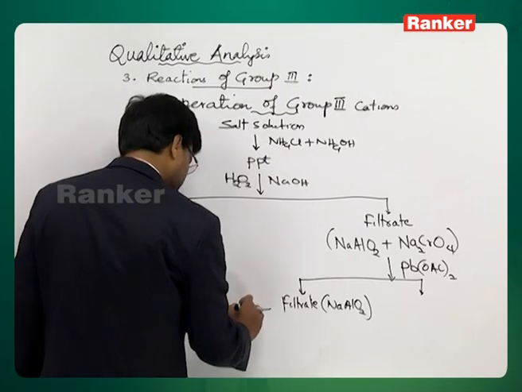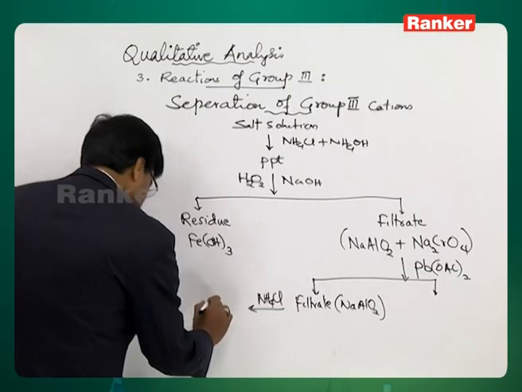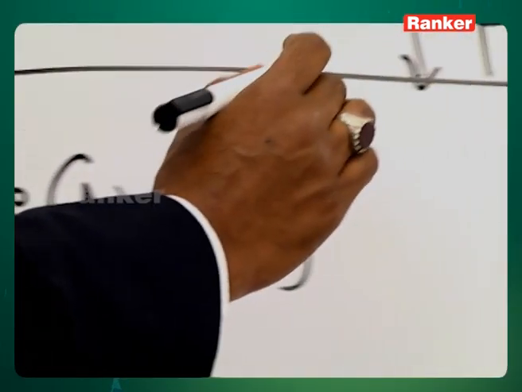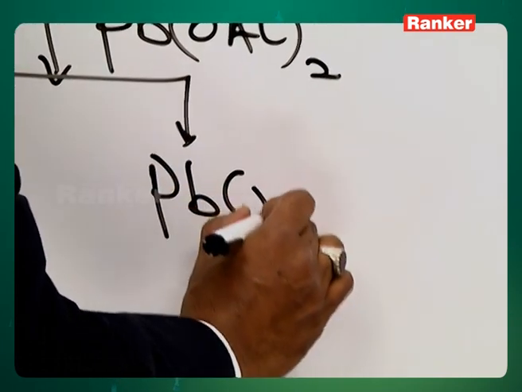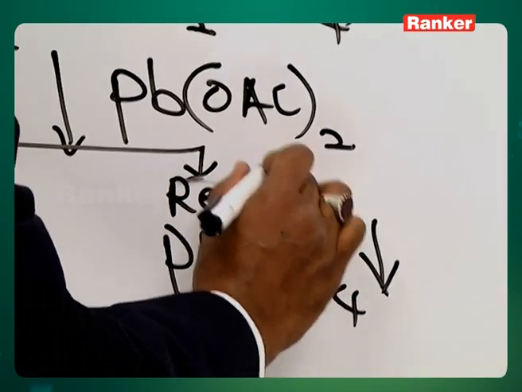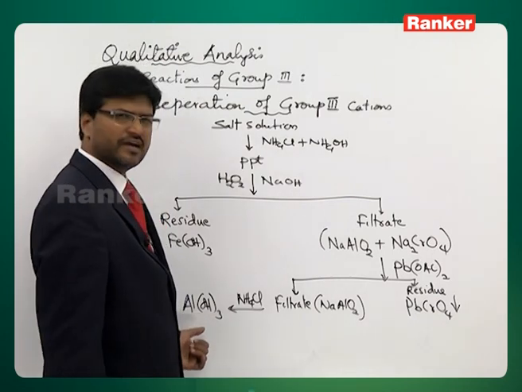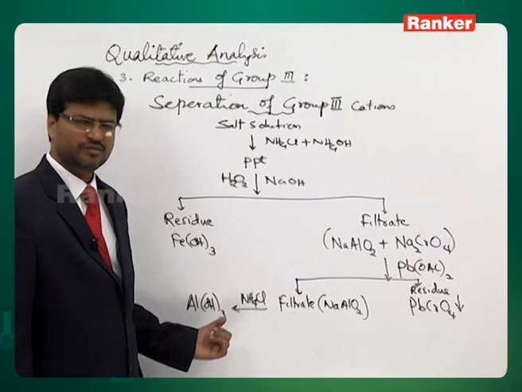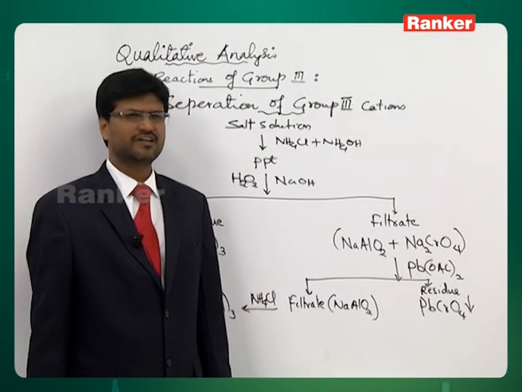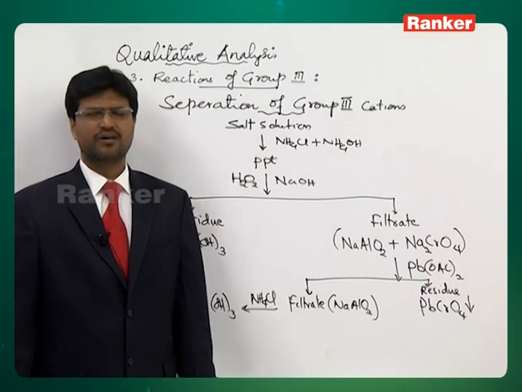This is then treated with ammonium chloride to recover aluminum hydroxide. Whereas here you will have PbCrO4. This is the residue, PbCrO4. Now, this is dissolved in dilute HCl to generate AlCl3, and it can be used for testing Al3+, and this is also dissolved in dilute HCl to generate FeCl3, and it is tested in solution. So, this is how we separate the three cations of group 3.